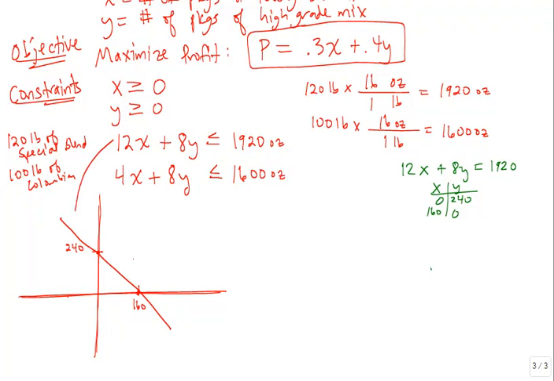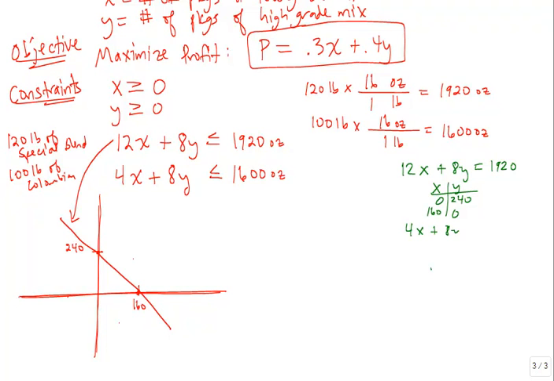So this is that equation right there. And if we were to use the origin as our test point, this whole left side would be 0, and 0 is less than or equal to 1920, so we're talking about shading below that line. Okay, let's go ahead and do the second equation here.